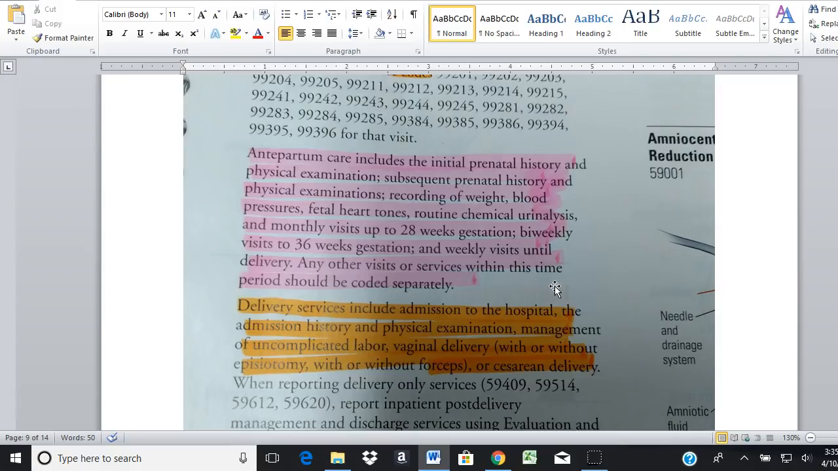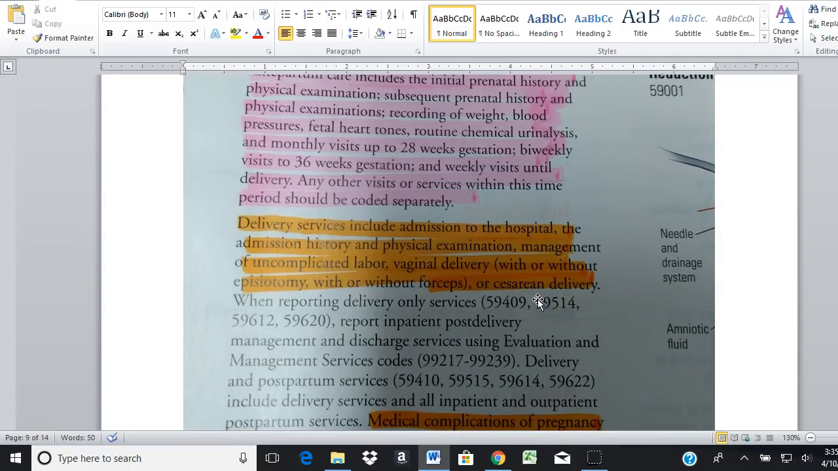Okay? Now, the delivery services include admission to the hospital, the admission history and physical exam, management of uncomplicated labor and vaginal delivery with or without episiotomy, with or without forceps, or cesarean delivery. So this is when we need to keep the ICD-10 and the CPT guidelines completely separate. Under CPT, it tells us that a vaginal delivery can include an episiotomy and use of forceps. Now, the one thing it doesn't say is they don't usually use forceps that often anymore. They use what we call vacuum suction, and that's also included in this, forceps, vacuum suction.